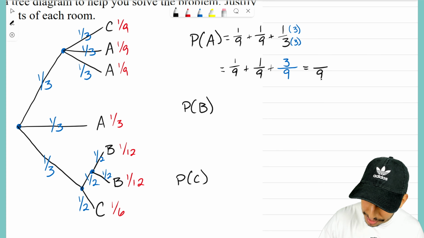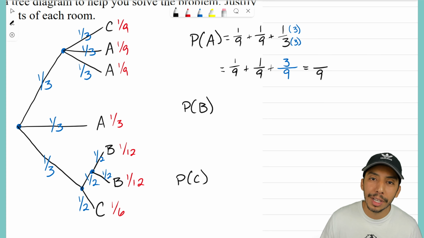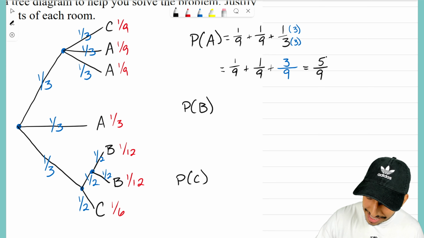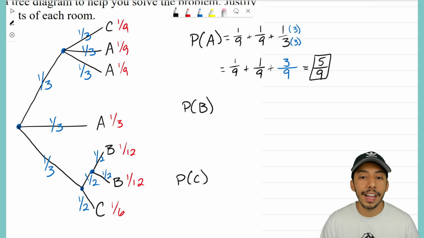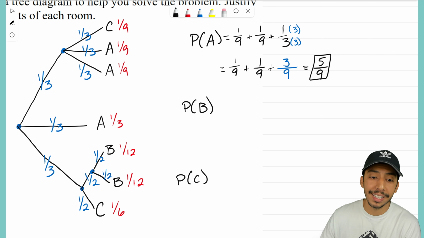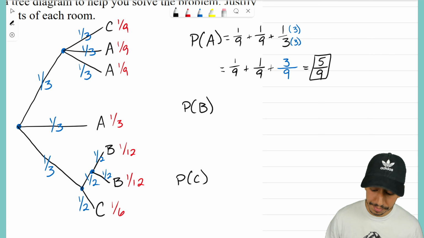Remember, we don't add the denominators, we just add the top. So 1 plus 1 plus 3 gives us an answer of 5/9. The chance of him getting into room A is 5/9. Let's go ahead and do room B.